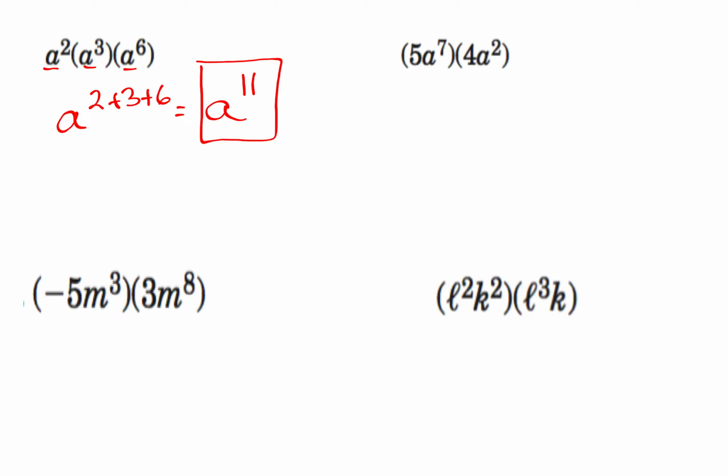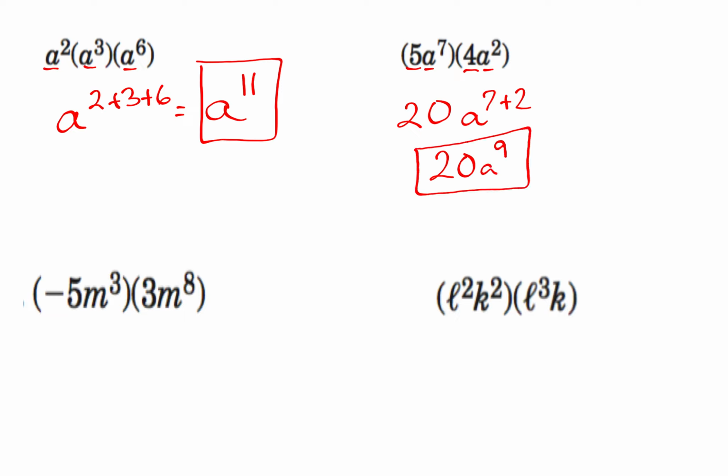Okay, next example. 5a to the 7th times 4a squared. Well, the 5 times 4, they're just regular numbers. You'd multiply them like normal. They're not exponents, they're just regular coefficients, regular numbers. Okay, a to the 7th and a squared are both a to something, and 7 plus 2 is 9, so this is 20a to the 9th.